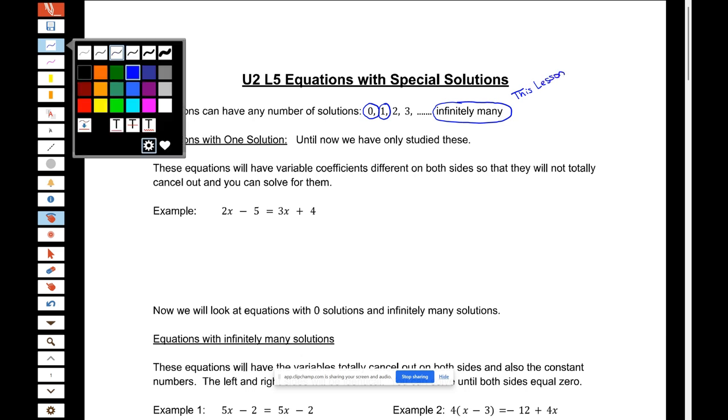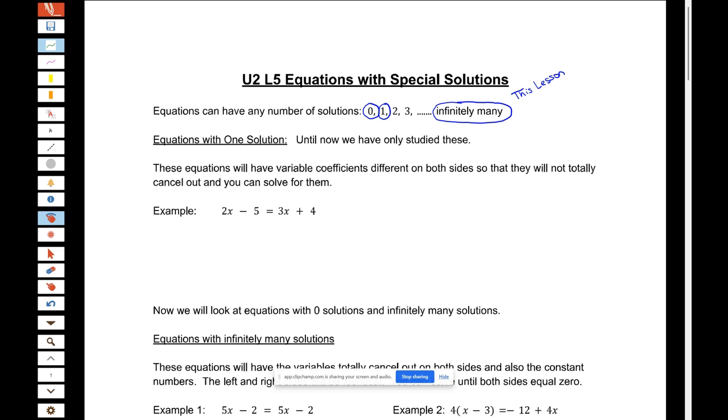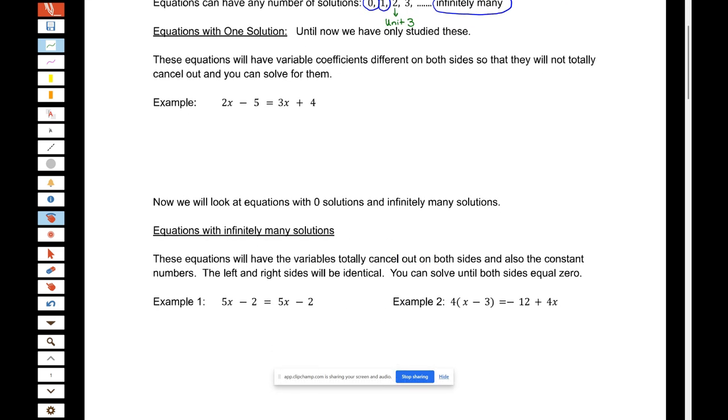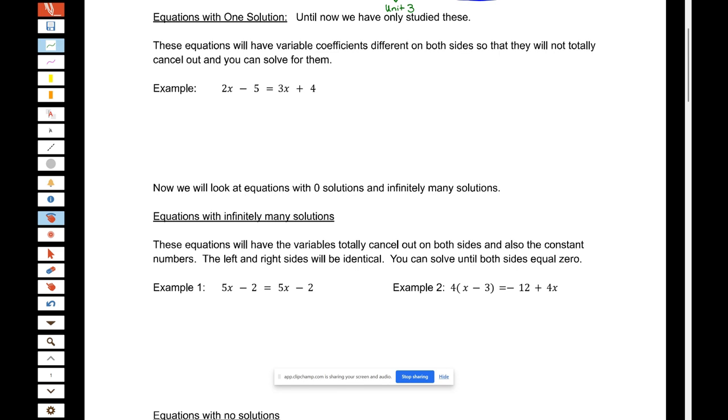Now, later, when we study squares and cubes and square roots, we will do equations with two solutions, and then all the other ones will be left up to Algebra 2. Okay, so I'm going to do examples of equations with one solution, zero solutions, and infinitely many solutions. Starting with equations that have one solution.